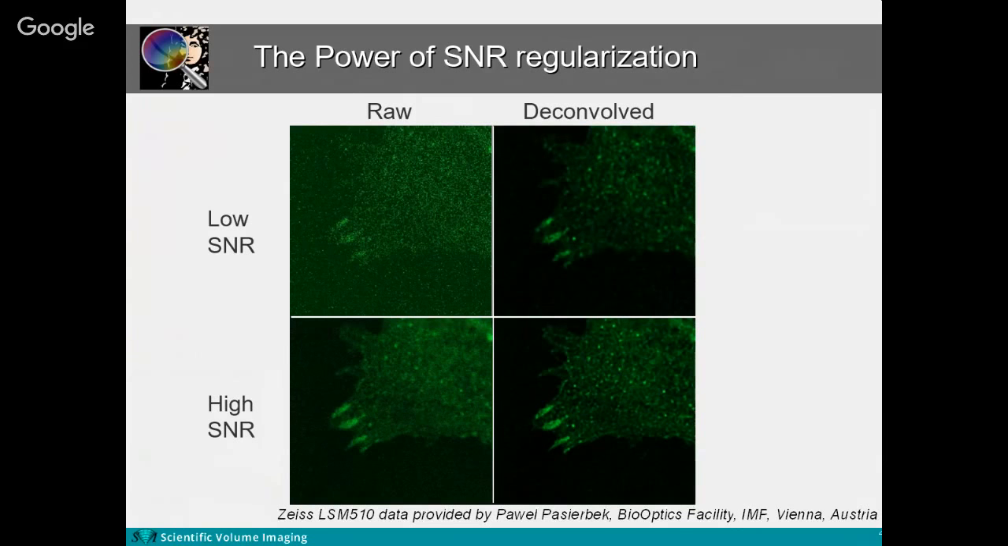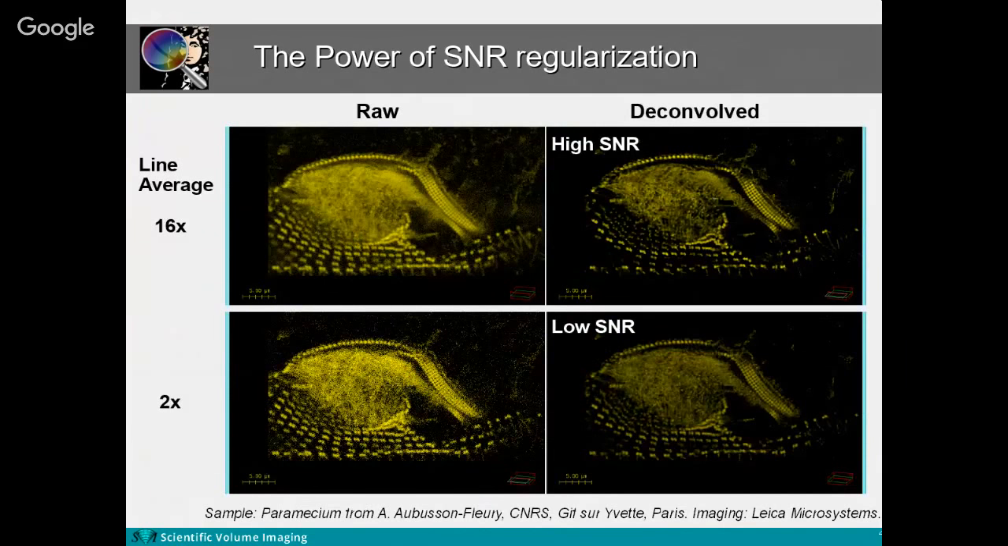Also, this paramecium example from Anne Aubusson, imaged on a Leica system, shows that with different line averaging, so different noise levels in the raw data, and using different SNR settings in Huygens, you can get almost similar results. We need to make an important remark here, and that is that the image should not suffer from any clipping at the low and high intensity values.